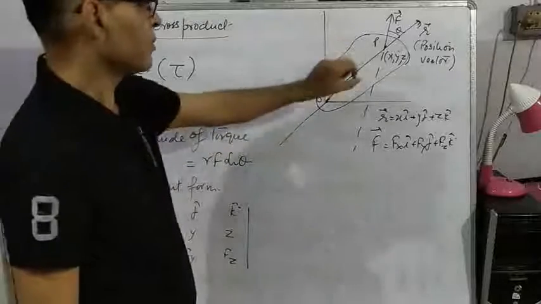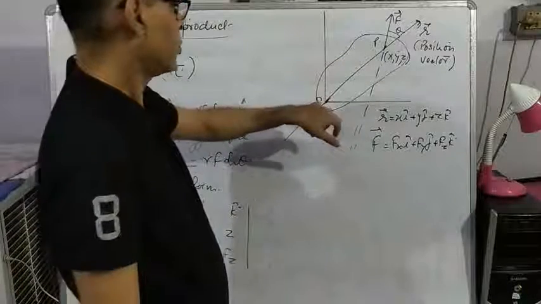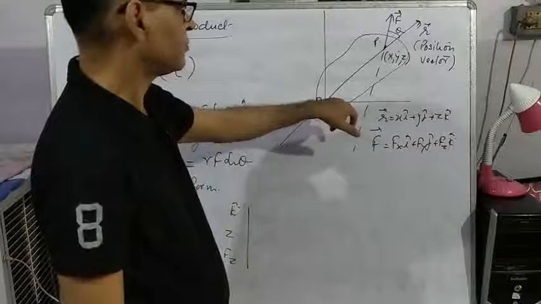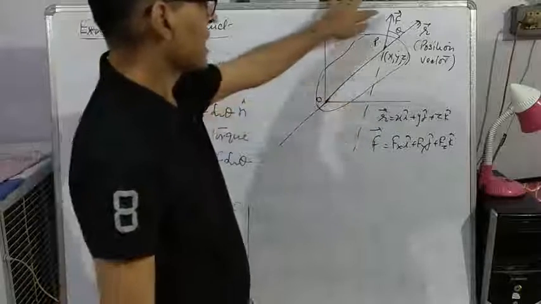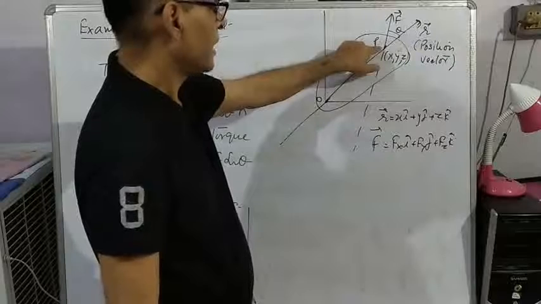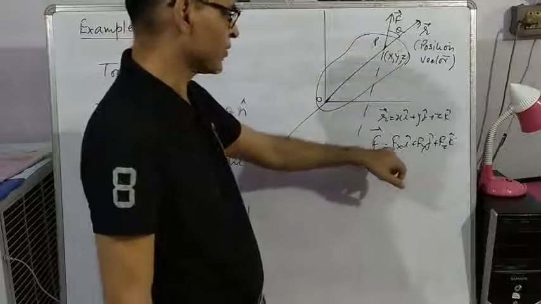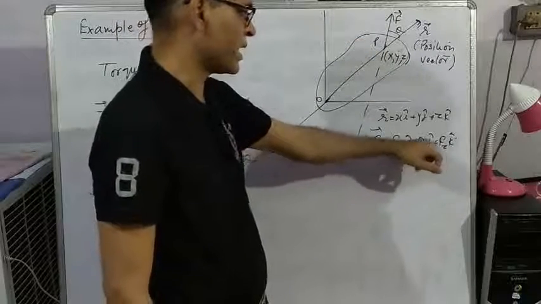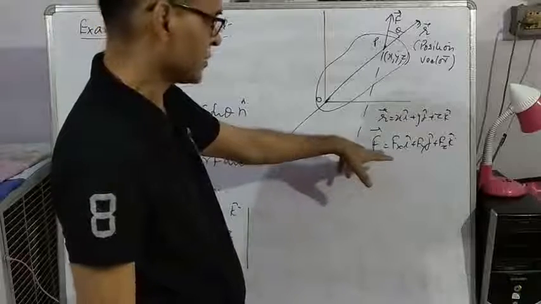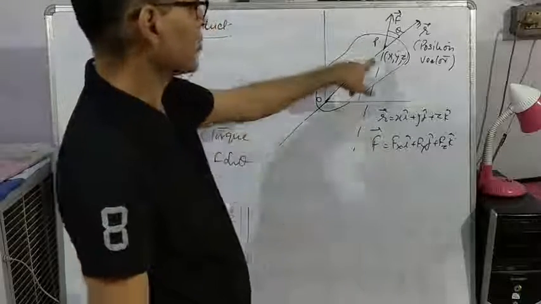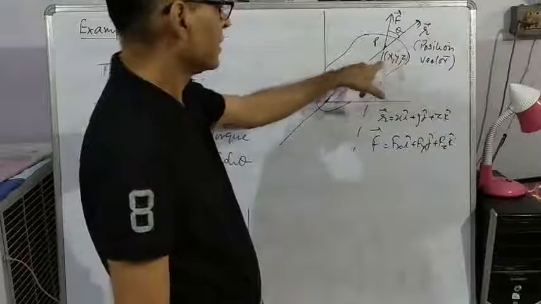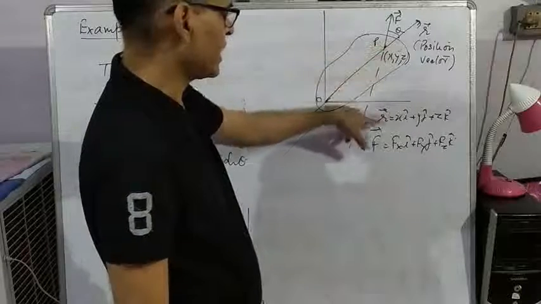Suppose it is a body to be rotated about this axis. Force F is applied at point P. If components of force are Fx, Fy, Fz, then you can write force like this. And if coordinates of point P are x, y, z, then the position vector of point P can be written like this.